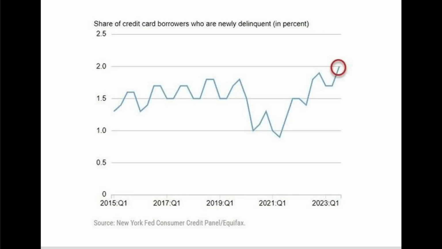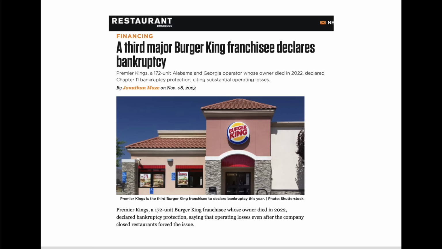Now, speaking of bankruptcy, I found this to be very interesting. This came out on November 8th, just two days ago. A third major, and that's the key word they're using here in the industry publication, major Burger King franchisee declares bankruptcy. This is a big deal. This is not just one franchise. This is not just one restaurant. This is the third franchisee that is declaring bankruptcy.